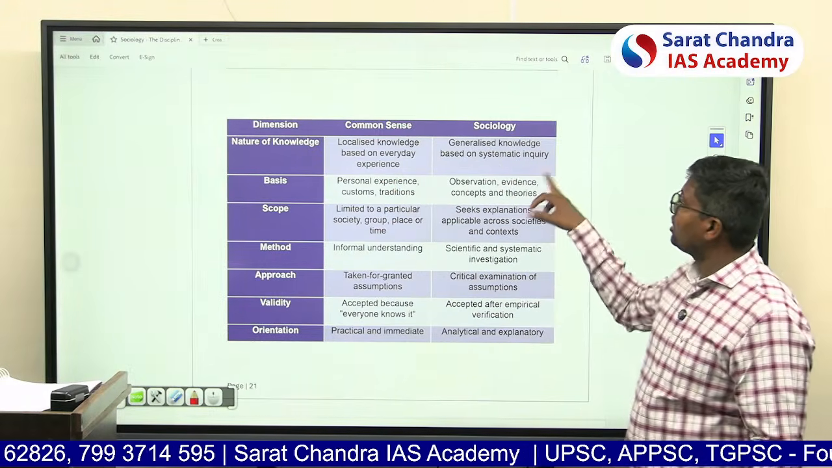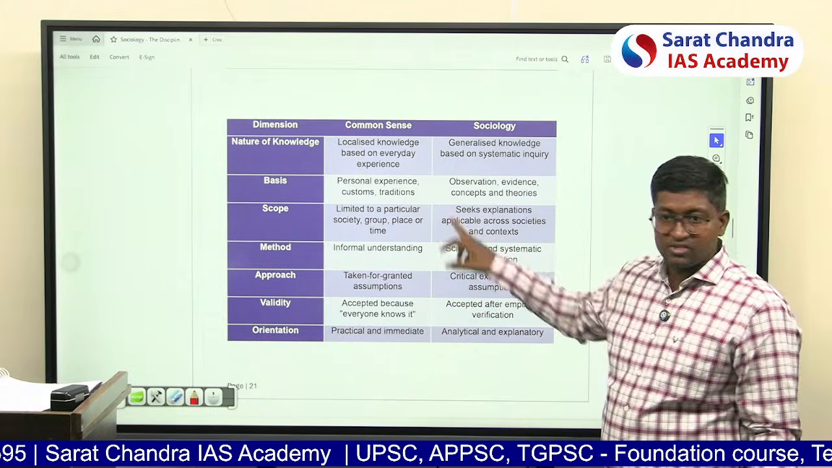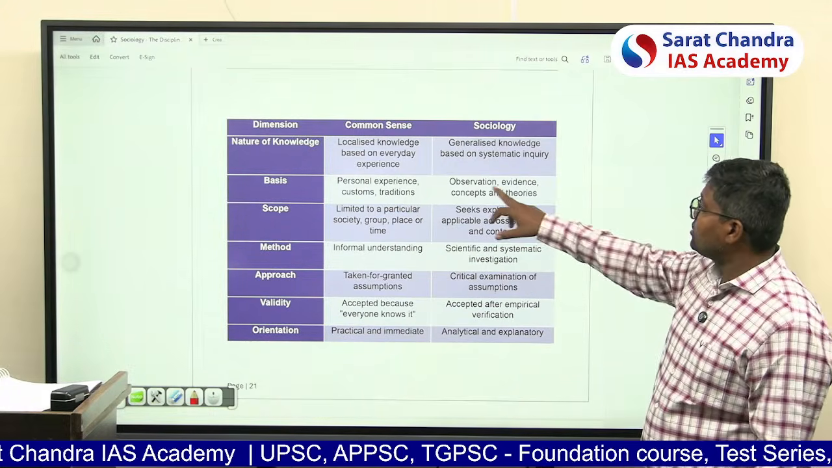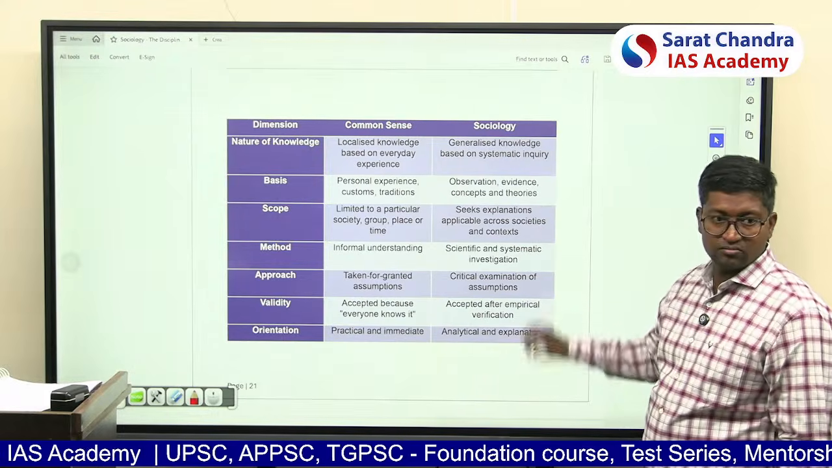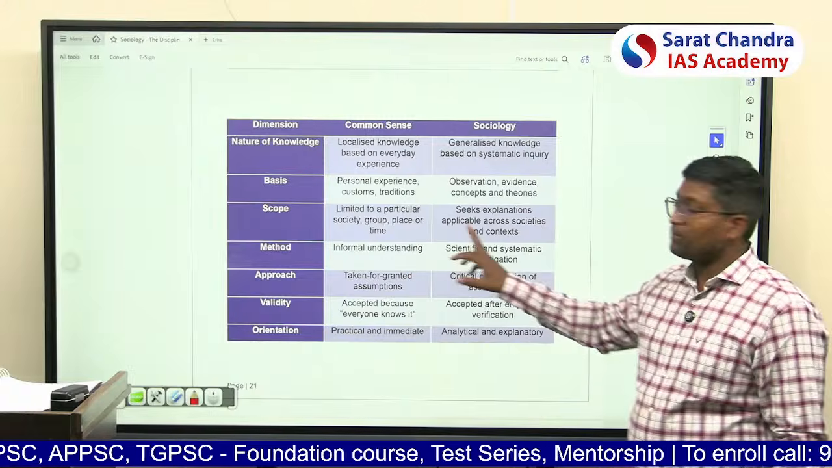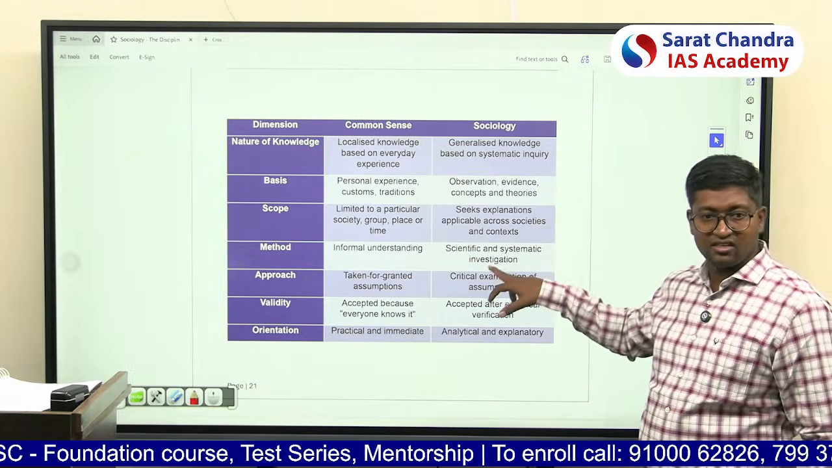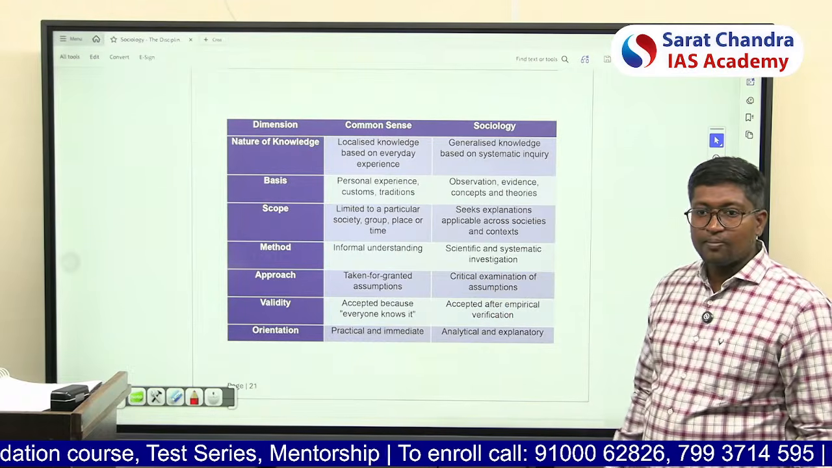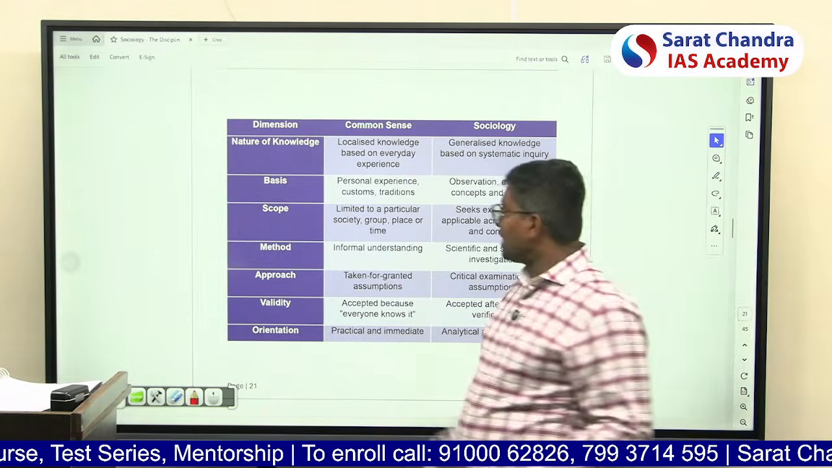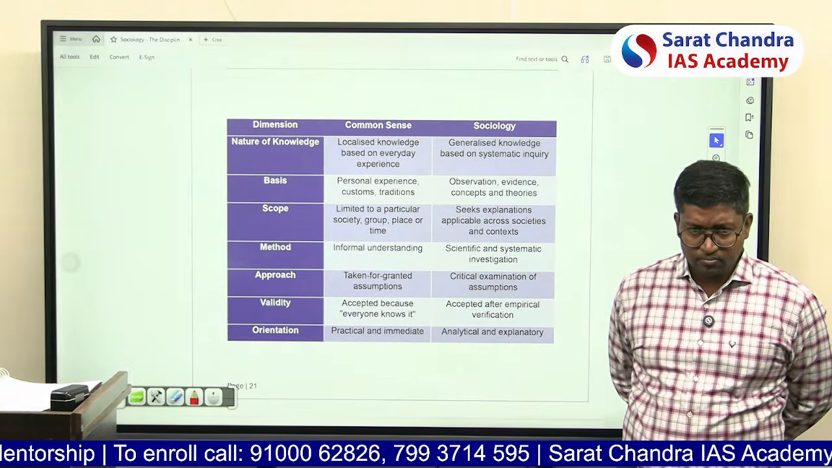Sociology is generalized knowledge based on systematic inquiry. Personal experience, customs and traditions are common sense. Observation, evidence, concepts and theories are sociology. Common sense is limited to a particular society, group, place or time, while sociology seeks explanations applicable across societies and times. Can you give an example for this? Scope: spatial and temporal.